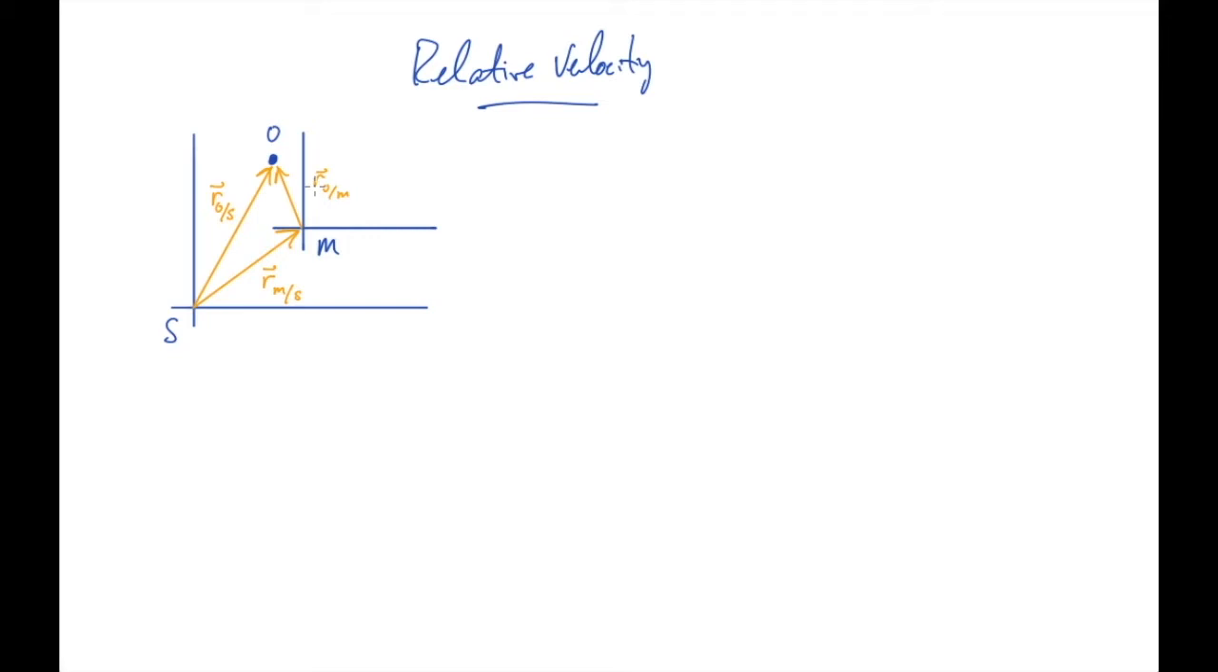What I want to do now is write the vector relation among these three position vectors. And notice that there is a vector addition that we can draw. This vector plus that vector equals this vector. So apparently, the position of object O relative to the stationary frame equals the position of object O relative to the moving frame plus the position of the moving frame relative to the stationary frame.